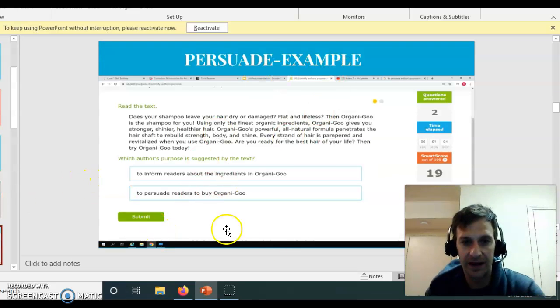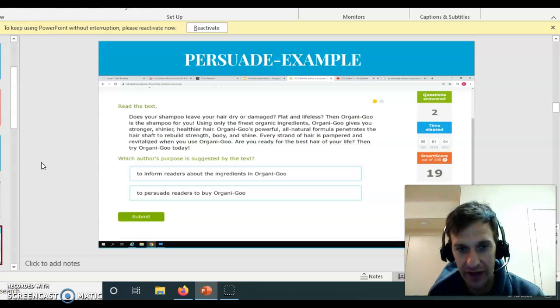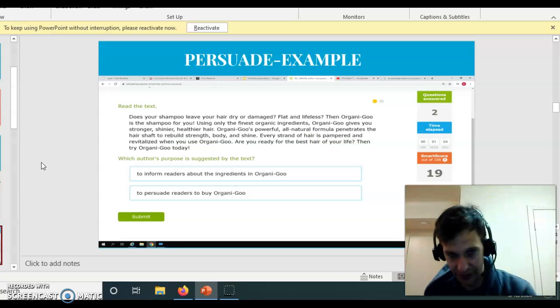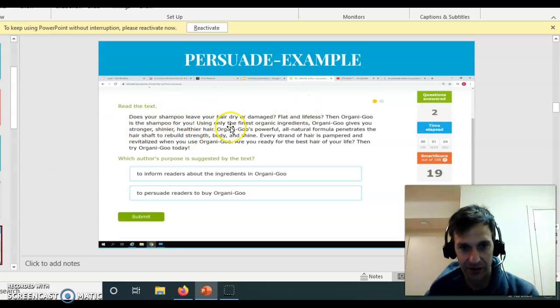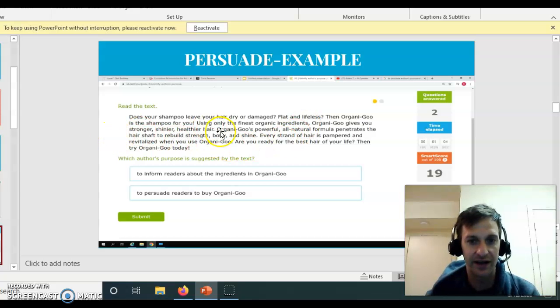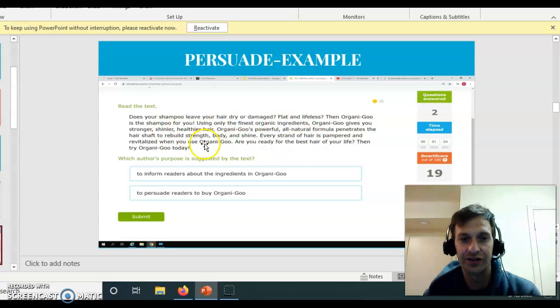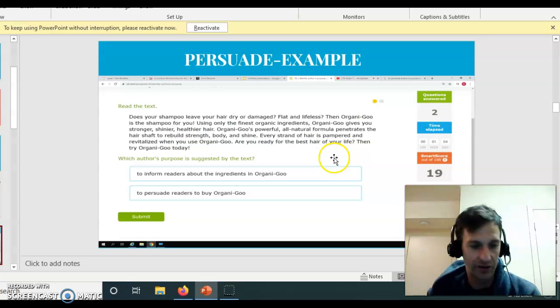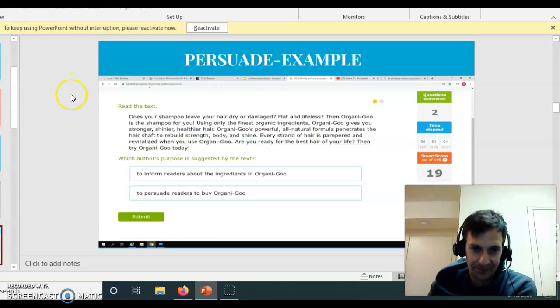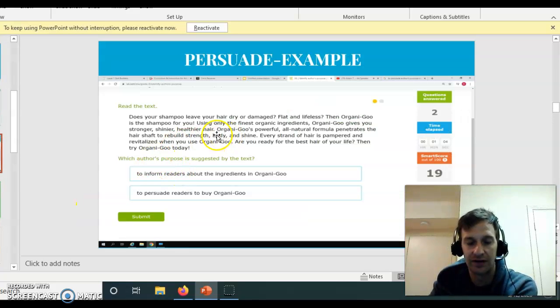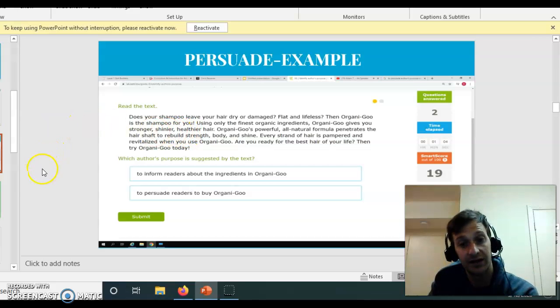Alright, here's an example from IXL. Does your shampoo leave your hair dry or damaged, flat and lifeless? Then Organic Goo is the shampoo for you, using only the finest organic ingredients. Finest, right? She's trying to make it look like the greatest thing in the world. It gives you stronger, shinier, healthier hair. Powerful, all natural formulas. Alright, these are things that she's trying to persuade you to buy it, making it look like it's the best thing in the world, right? So our answer here would be to persuade. This is what an example of persuade looks like. And please go through some IXL and practice these.